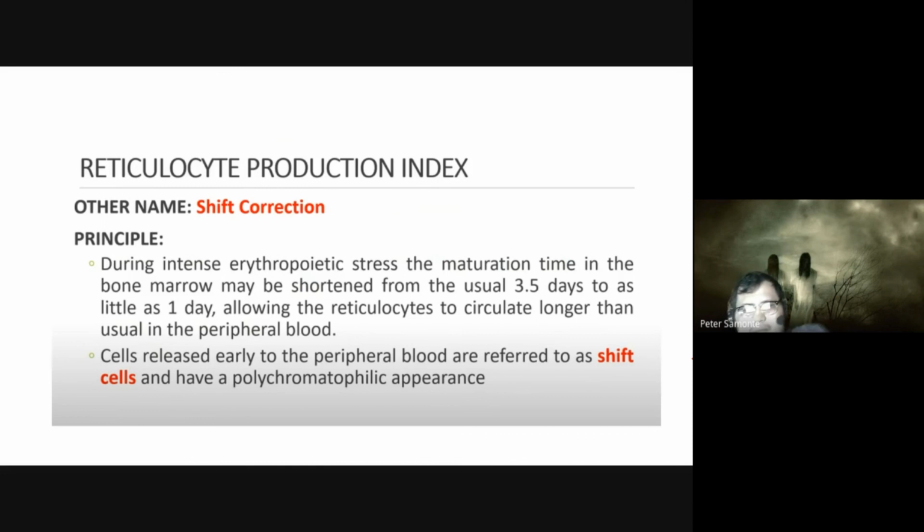Okay, here's your RPI. This is also known as your shift correction. Now, during intense erythropoietic stress, such as bleeding, in cases of bleeding, class, the maturation time in the bone marrow may be shortened from the usual 3 days or 3.5 days to as little as 1 day, allowing the reticulocytes to circulate longer than usual in the peripheral blood.